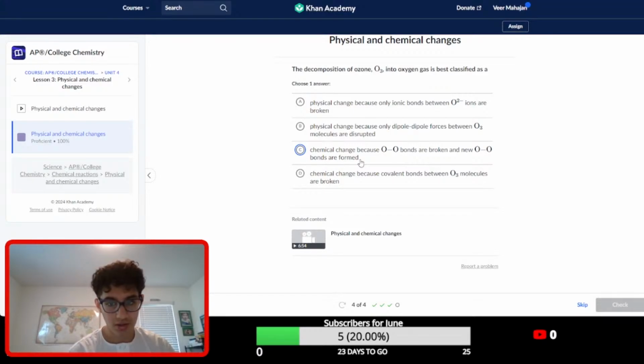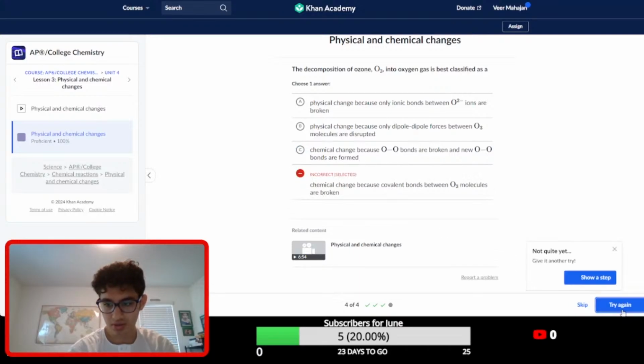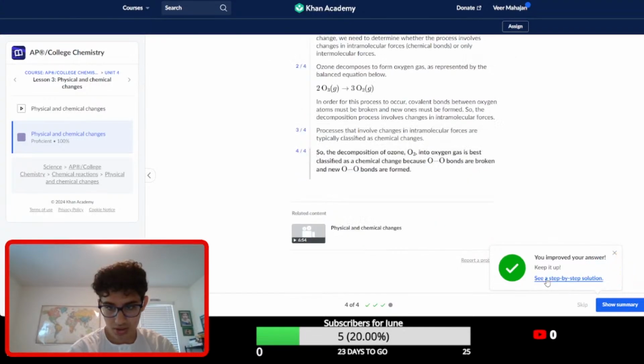I'm not too sure why though. Right, which one seems right? Would it be an OO bond and then new OO bonds formed? Well, you need a double bond, I think, so that seems wrong. I think it's D. Then it has to be C. Let's see though.